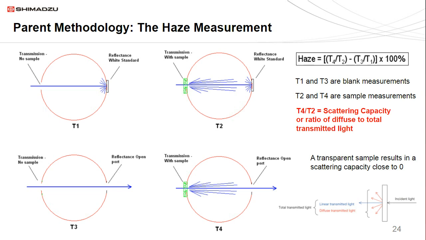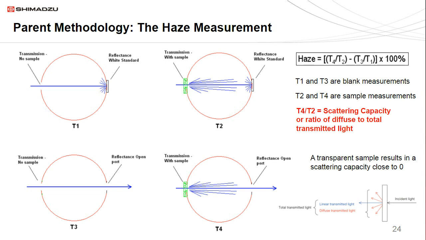And if you look at what's going on, you'll see that what we're doing here is that we're removing the diffuse reflectance target plate. When the target plate is in, you're measuring all of the light that comes in, scattered and linear. With the T4 measurement, with the plate out, you allow the linear transmitted light to escape the sphere, and you measure only scattered in the sphere. So when you ratio the T4 to the T2, this is what we're going to call the scattering capacity.